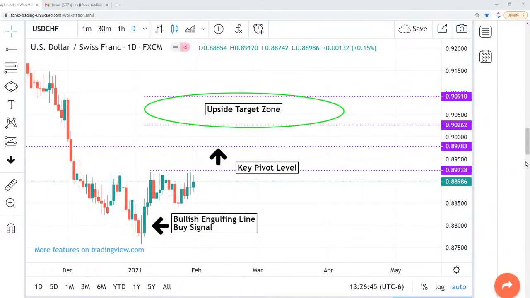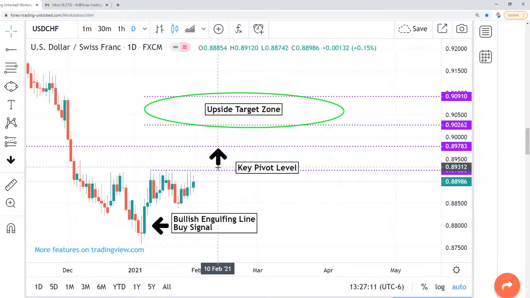We're on the workstation page. We're going to skip past the numbers for the week and just get right into the analysis here. So we have a bullish engulfing line buy signal that was triggered in the beginning of January. If you want to learn how to trade it, read the book, High Probable Japanese Candlestick Patterns. Now, as you can see, this US dollar Swiss has been bumping up against resistance for the past couple weeks, and this key pivot level here at 89.23 is just so hard to cross. We're looking for a challenge of that this week.